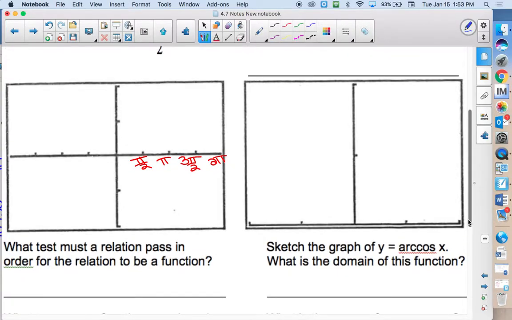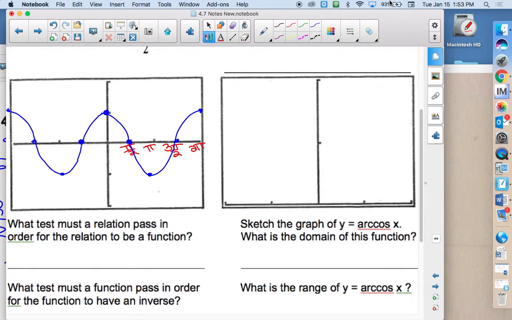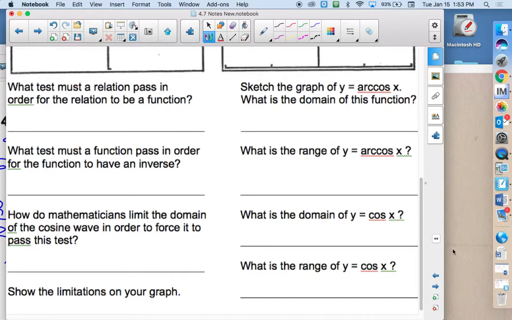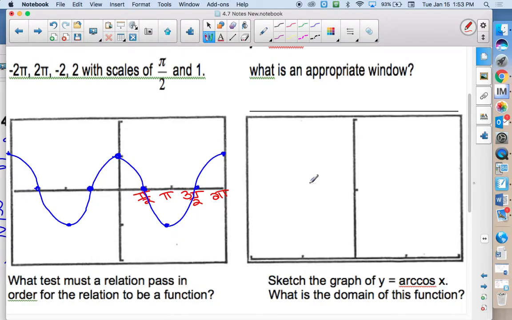So our nice little cosine graph starts up at 1, in the middle at pi over 2, the lowest point at pi, and then it works its way back up to 2 pi. So yes, it passes the vertical line test. It needs to pass the horizontal line test in order for it to have an inverse function. So the question then becomes, what section of the graph do we use?